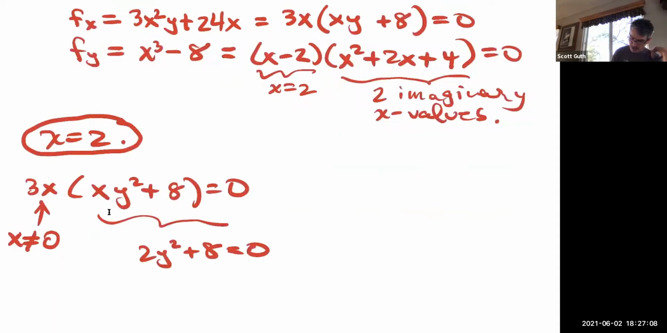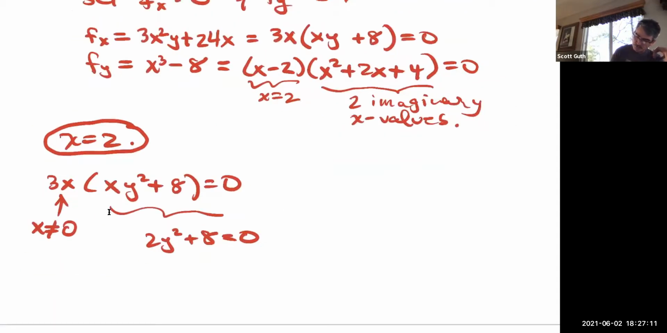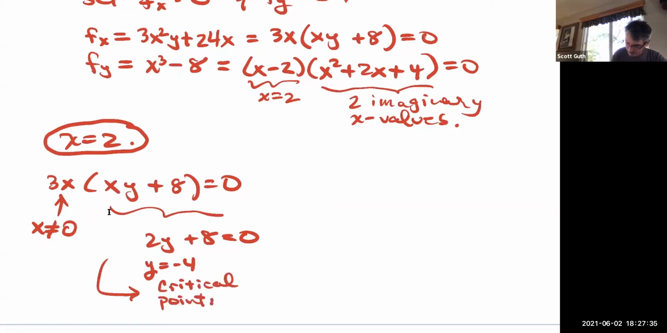Okay, so let's erase it down here, xy plus 8. And then this would be just 2y plus 8. And so out of that, I think y comes out to be negative 4. Okay, so our solution, the only critical point is (2, -4). Okay, any questions about that?